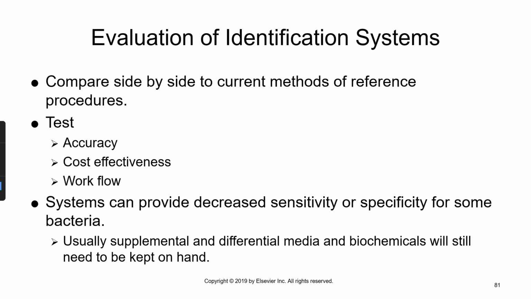For the evaluation of the identification system, you want to compare them side by side to the current reference methods. You want to test accuracy, cost effectiveness, and workflow. Systems can provide decreased sensitivity or specificity for some bacteria. Usually supplemental and differential media and biochemicals will still need to be kept on hand.